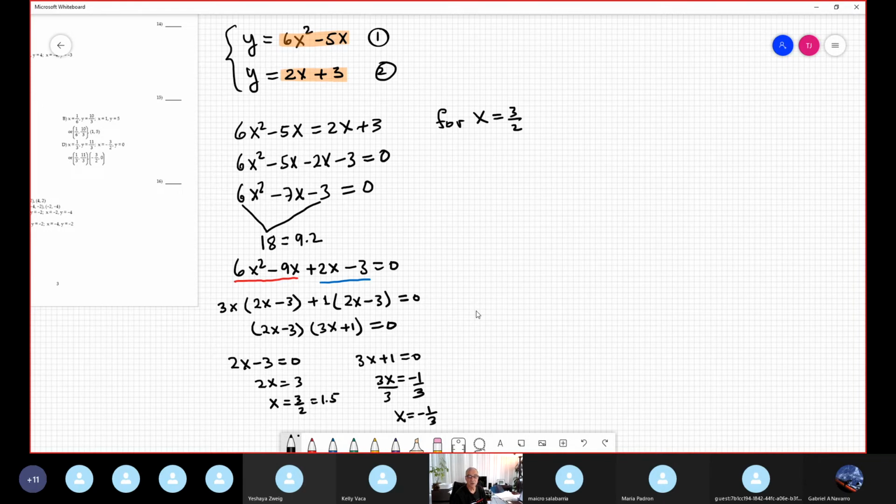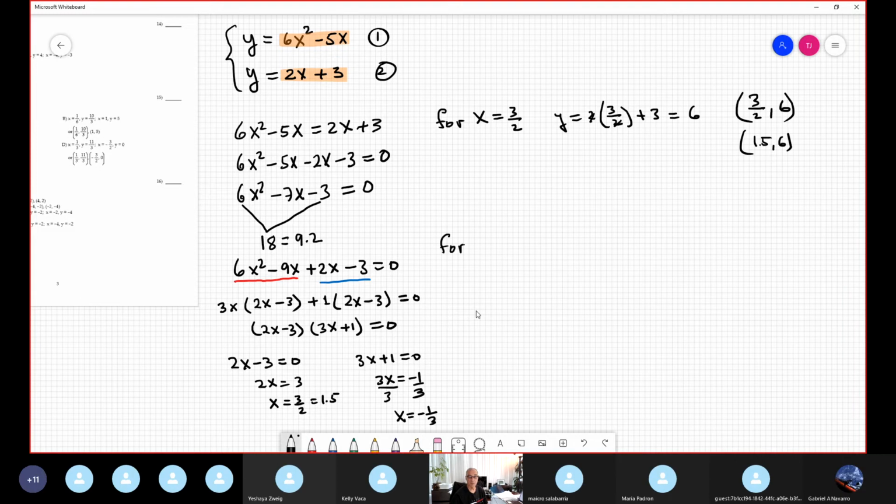By substitution, y is equal to 2 times 3/2 plus 3. You replace it, right? So these two cancel and 3 plus 3 is 6. So the point is 3/2, comma 6. This is my first point. Either way, 1.5, comma 6 is my first solution.